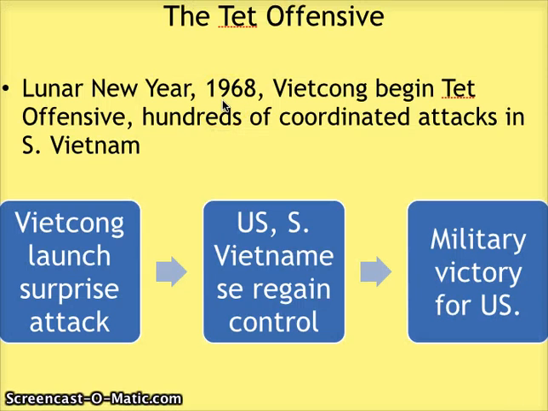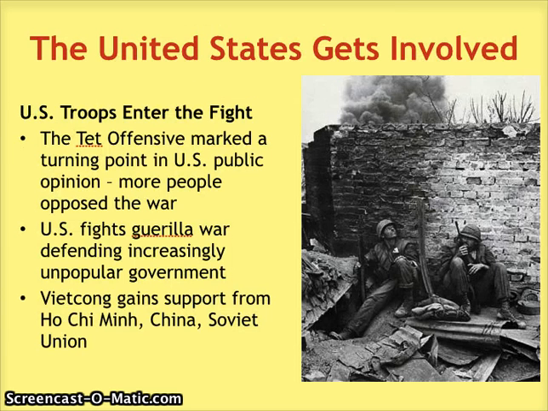In 1968, we have the Viet Cong begin what we call the Tet Offensive. This is hundreds of attacks in southern Vietnam. The Viet Cong launch surprise attacks. The US and southern Vietnamese actually regain control, and this is a victory for the US. But this victory comes at a cost. More and more people in the US start to oppose this war. They're against it because of the US's use of bombs and Agent Orange.